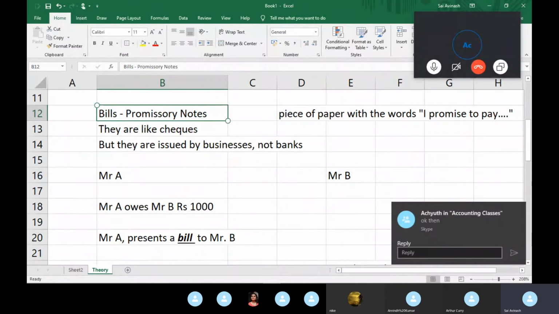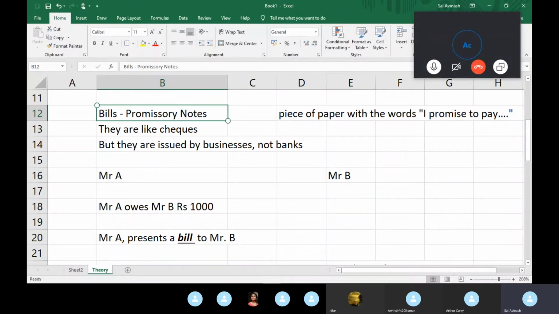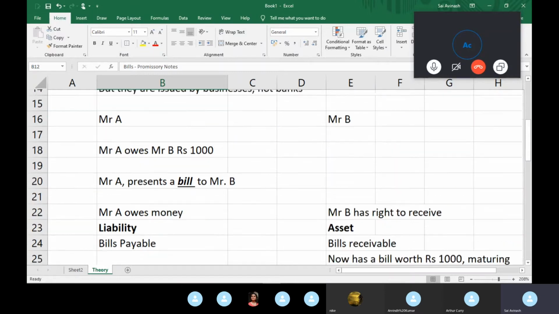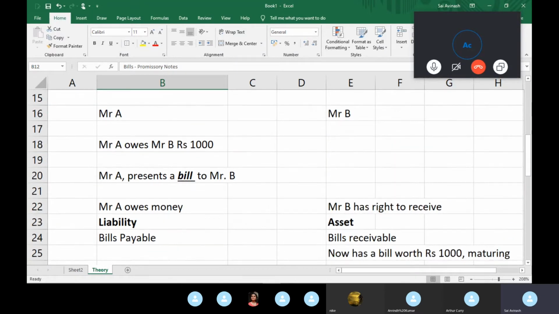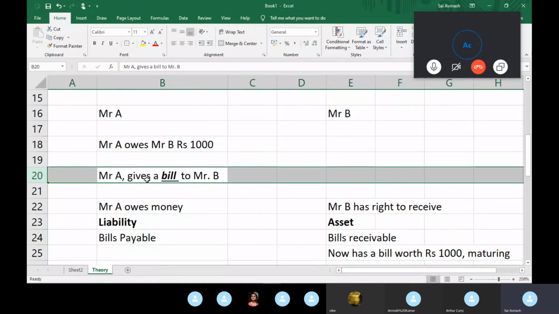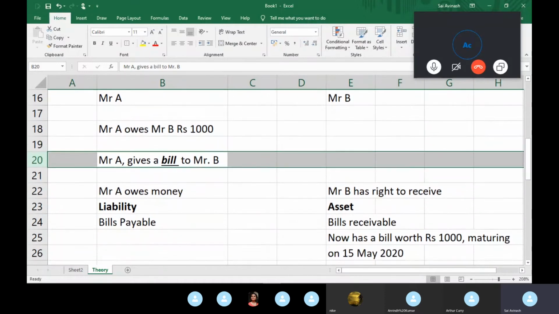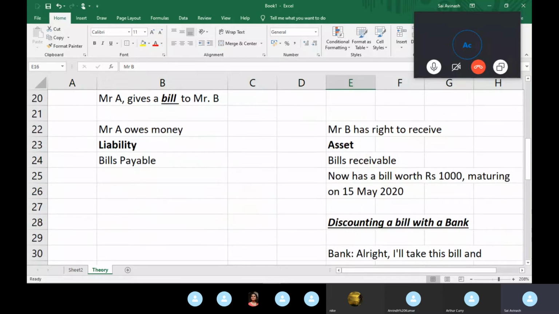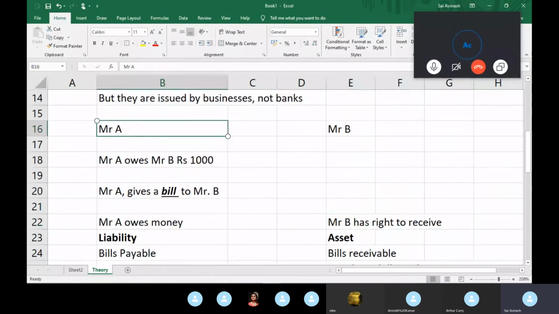A bill is basically a promise, a piece of paper that promises to pay some amount to a person. So I took a scenario where there are two people, Mr. A and Mr. B. A has to pay Mr. B money. So instead of giving him the cash, he gives him a bill. Here the word I have to use is gives, because presenting means that I'm asking for the money from somebody. So he gives a bill, which means that Mr. A has a bill payable and Mr. B has a bill receivable. The bill has a maturity date. So on 15th May, Mr. B can give the bill to Mr. A, and Mr. A will have to pay Mr. B the 1,000 rupees which he owes.